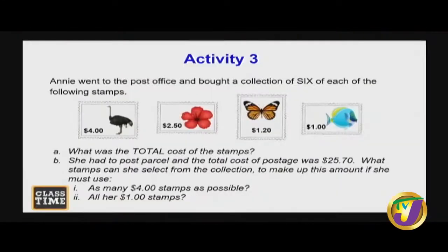Now, part A asks us, so she bought 6 of each of these stamps, and we're being asked to find the total cost of the stamps. And then we're told she has to post a parcel now. The total cost for postage is $25.70. And we're being asked, what stamps can she select from the collection to make up this amount if she must use as many $4 stamps as possible? So we're going to explore that in and of itself.